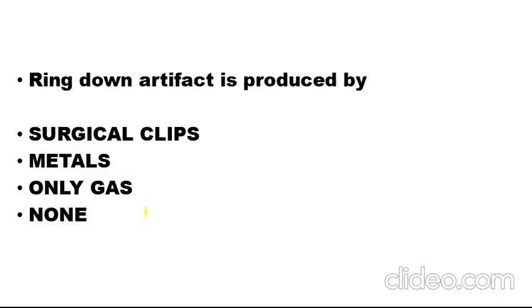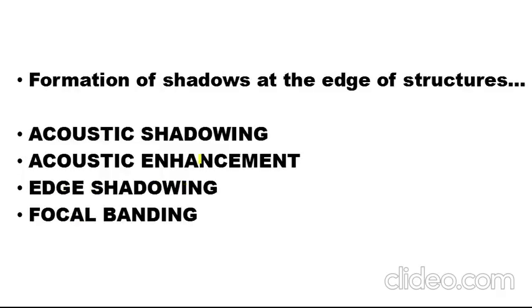Ring down artifact is produced by option A surgical clips, metals, only gas, or none. So ring down artifact कैसे प्रोड्यूस होता है? इसका करेक्ट आंसर है ऑप्शन सी, ओनली गैस से प्रोड्यूस होता है ये आर्टिफैक्ट. So we have next MCQ. Formation of shadows at the edge of structures. Option A acoustic shadowing, acoustic enhancement, edge shadowing, or D focal bending. एज से हमें याद रहेगा, इसका करेक्ट आंसर है एज शेडोइंग, ऑप्शन सी.